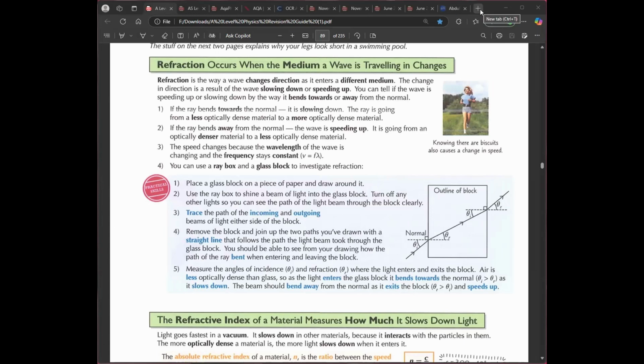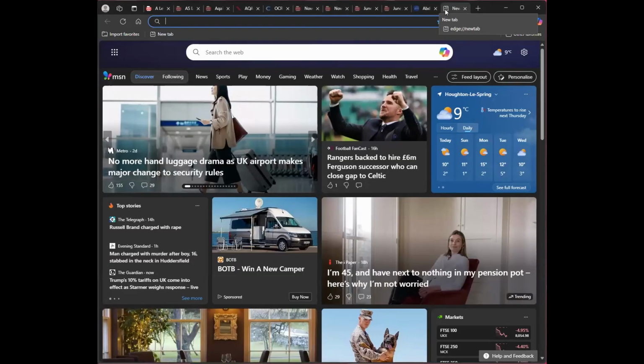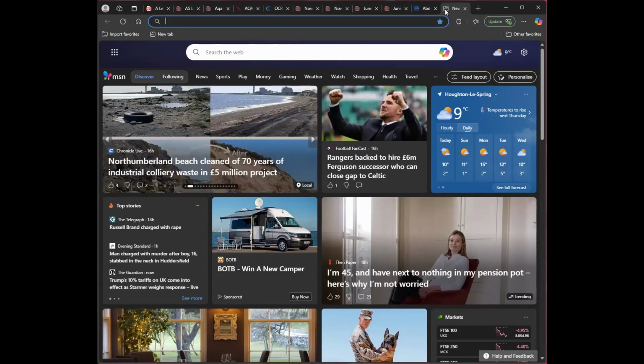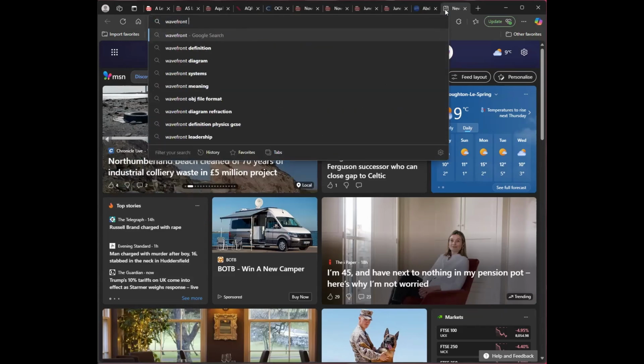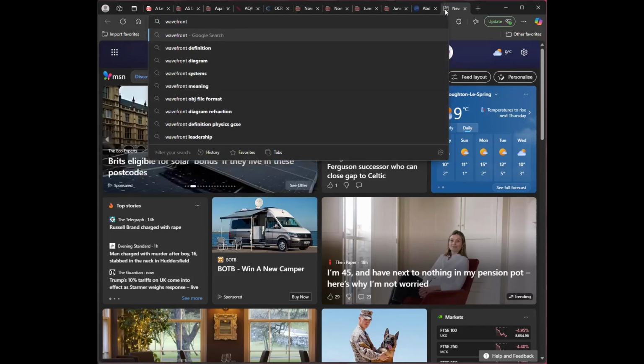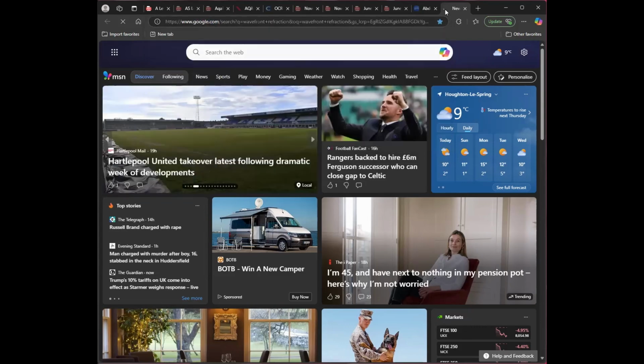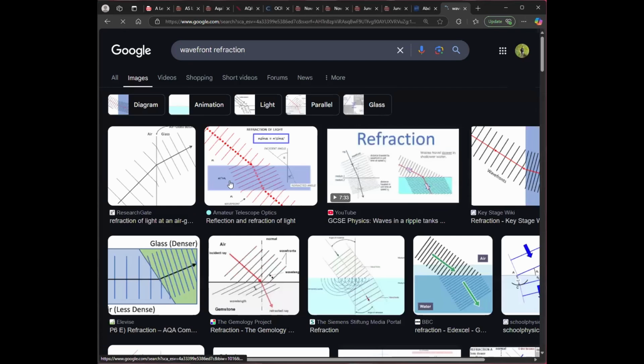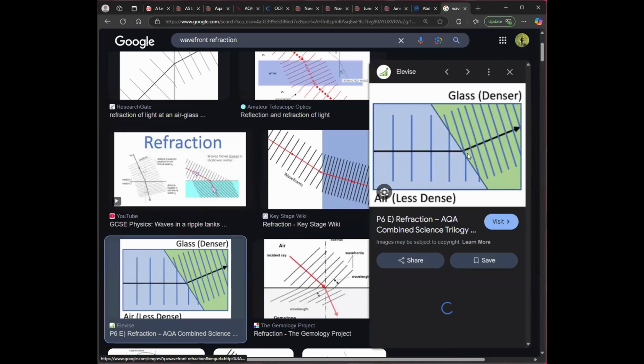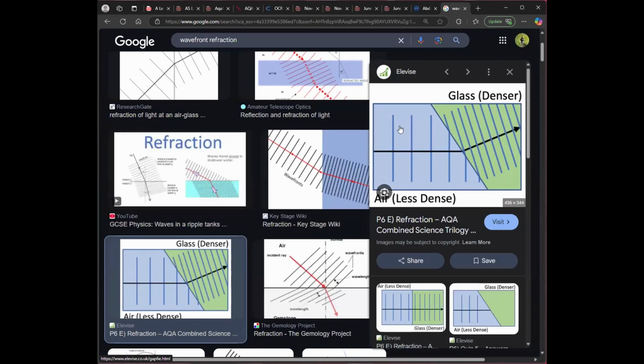Now to explain it better, let's see if I can find an image that explains it better. Now, as I said, let's look at this example. Yeah. So, as light travels, let's say these are the wave fronts. So, let's say it travels from air to water.